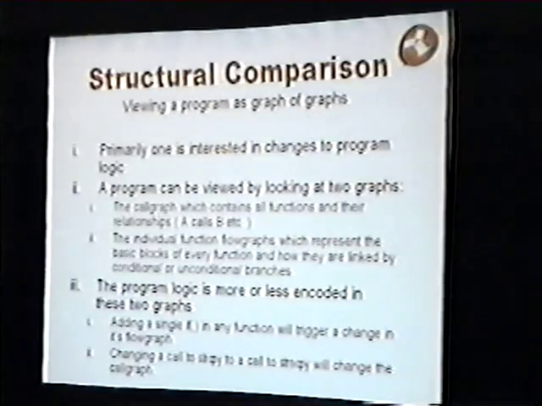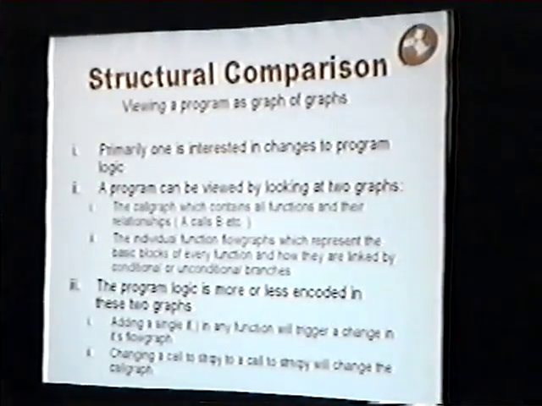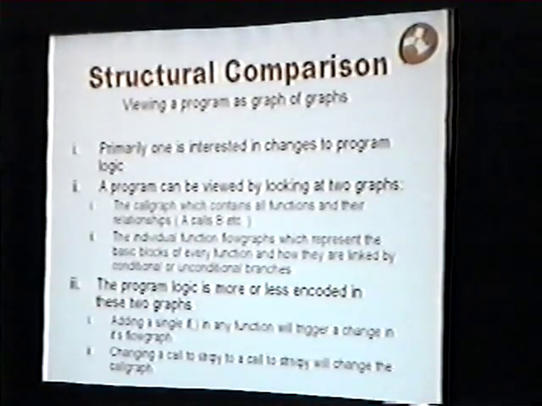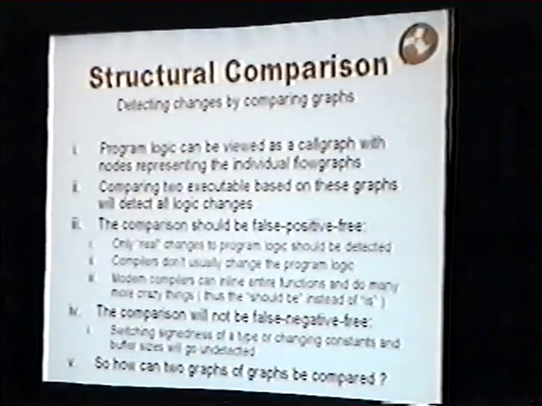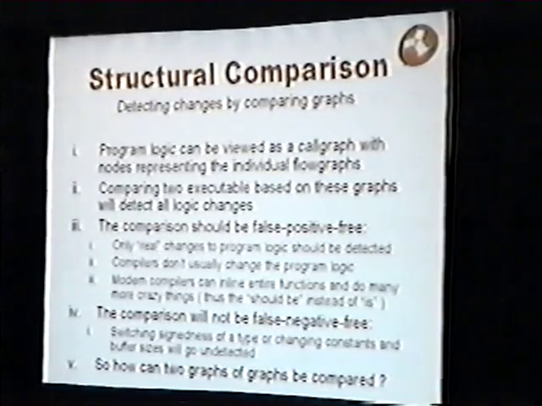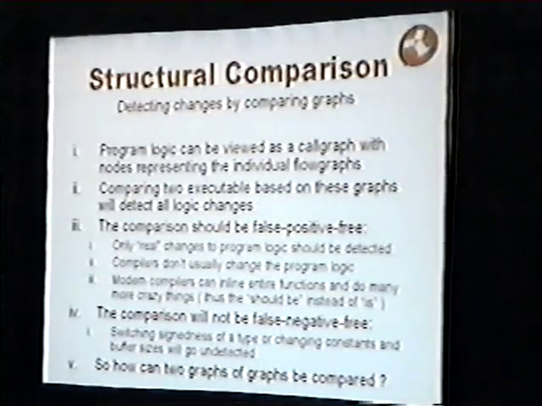If you add a single if inside of a function, you'll trigger a change in its flow graph. If you add or change a function call from strcpy to strncpy, you will change the call graph. Now, what I'm doing is I'm trying to find the changes by comparing the flow graphs only. And this actually should detect all logic changes. As soon as somebody adds an if, he will be changing a flow graph, and I should see it. So in theory, this comparison should be false positive free. I should only get changes that actually change the logic of a program.